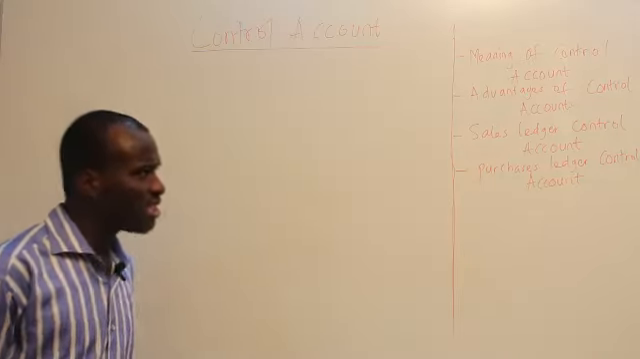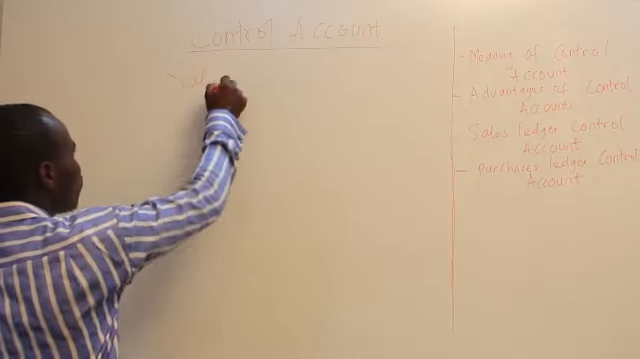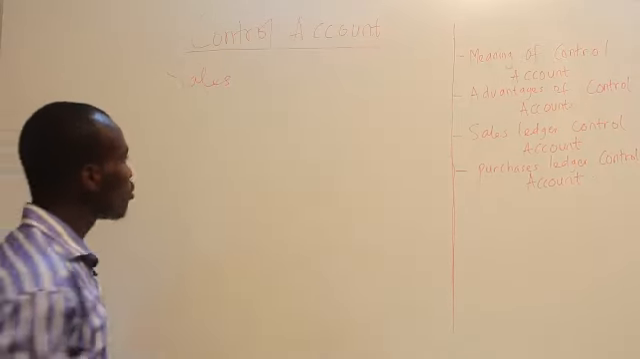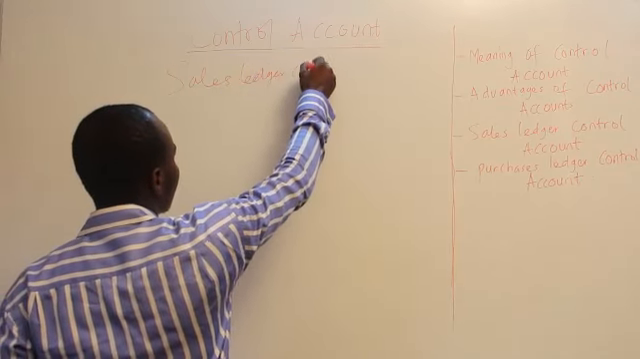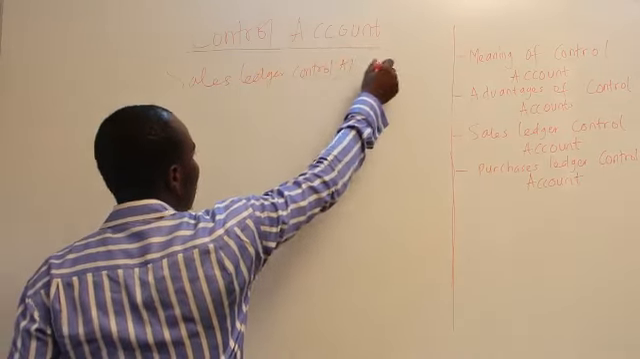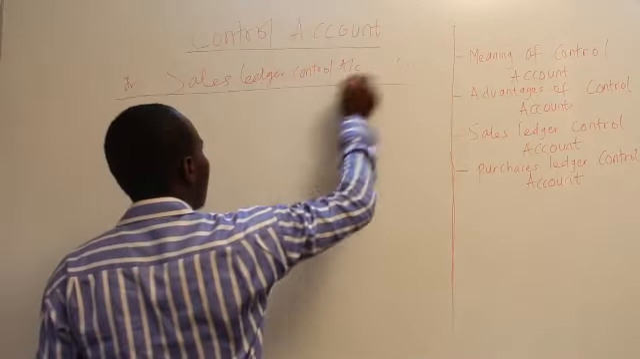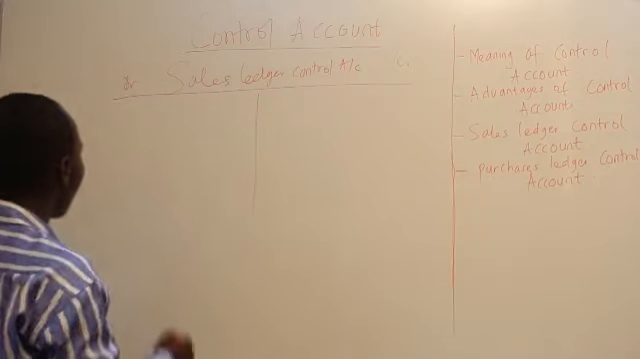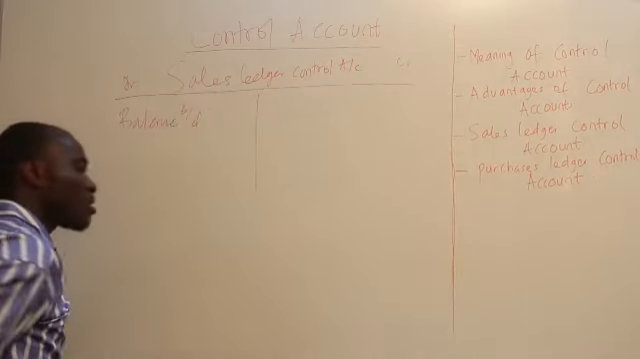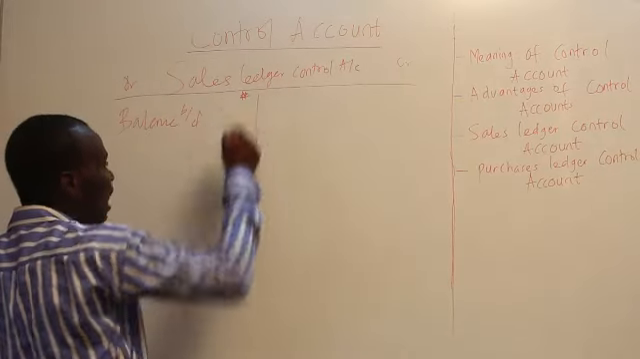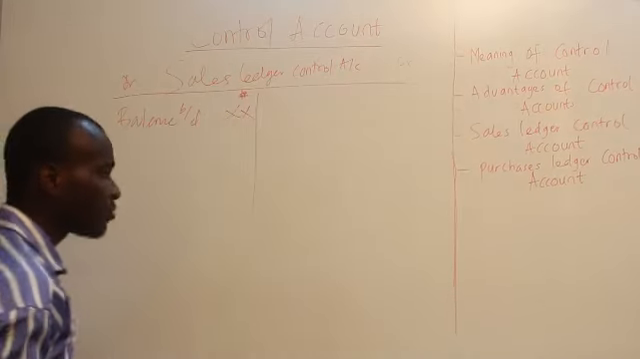So let's look at the layout of the sales ledger control account, or total debtors control account. This serves as the balance brought down, the balance of the total debtors at the beginning.